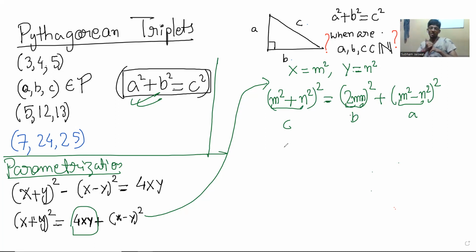So now, the first question should be, can you fit the solutions that we have so far into this? Can we fit the 3, 4, 5 into this? So can you find the M and N so that you get 3, 4, 5? Sir, M can be root 3. No. You should take integers. Because M and N have to be integers for this to work. Otherwise, this 2MN may not be an integer. It can be, but may not be.